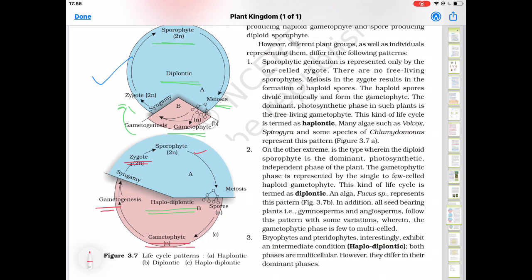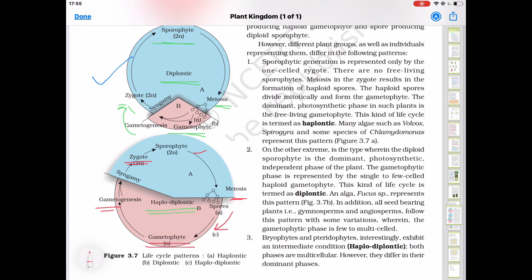The zygote then develops into sporophyte. The sporophyte undergoes meiosis. It produces spore mother cells. By meiosis, it produces spores. The spores germinate and produce the gametophytic plant body again. That you have studied in the case of bryophytes.